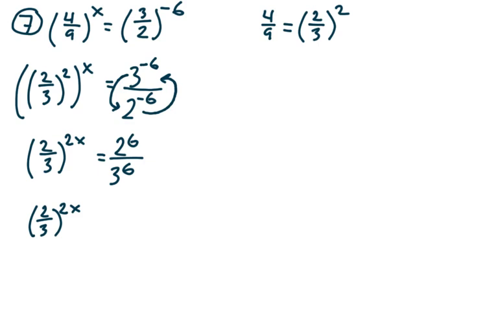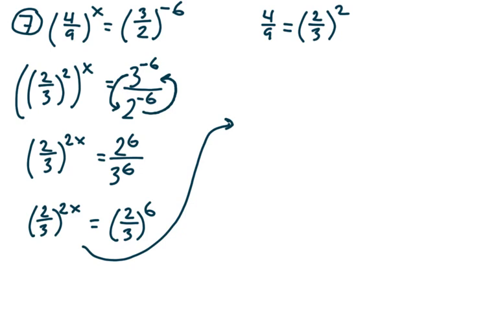to the 2x is (2/3)^6. So we have the same base. That's what you want the entire time, okay? So 2x equals 6. Divide both sides by 2, and we get x equal 3. And we're done. So that's how we do number 7.